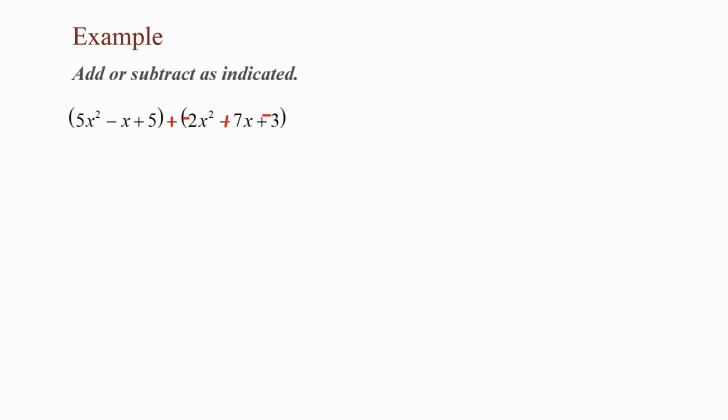negative 3. Now when I add my like terms, 5x squared minus 2x squared, I get 3x squared. Minus x plus 7x gives me plus 6x. 5 plus a negative 3 gives me a positive 2. So my final answer is 3x squared plus 6x plus 2.